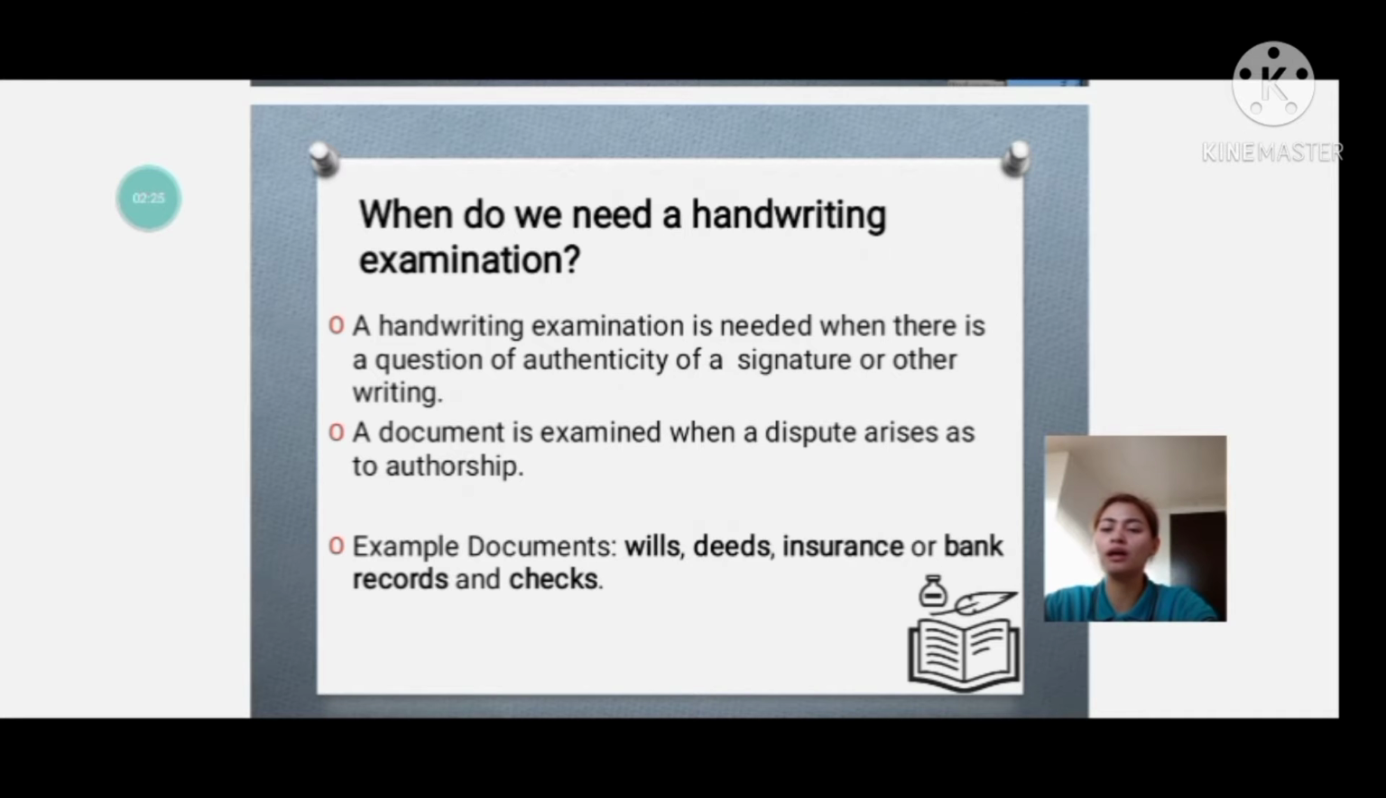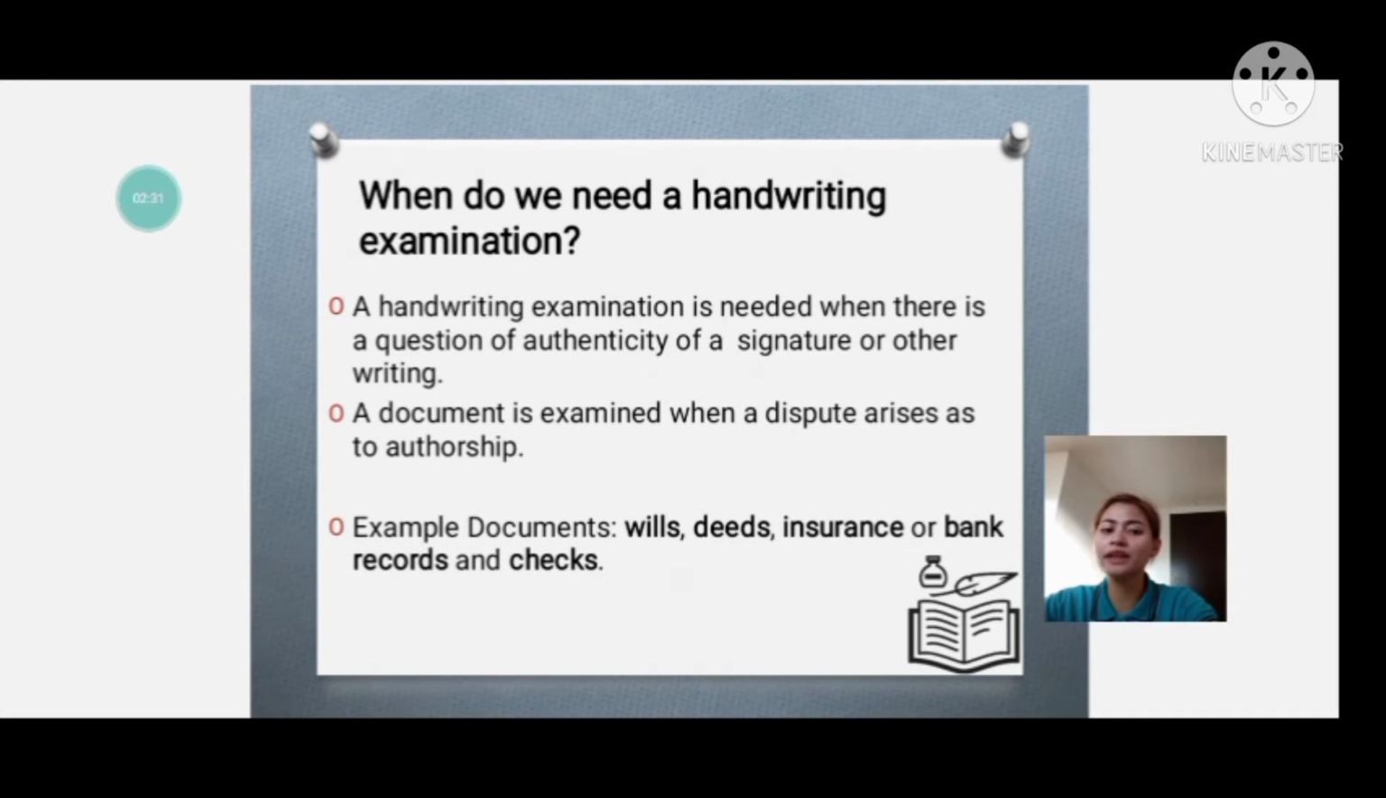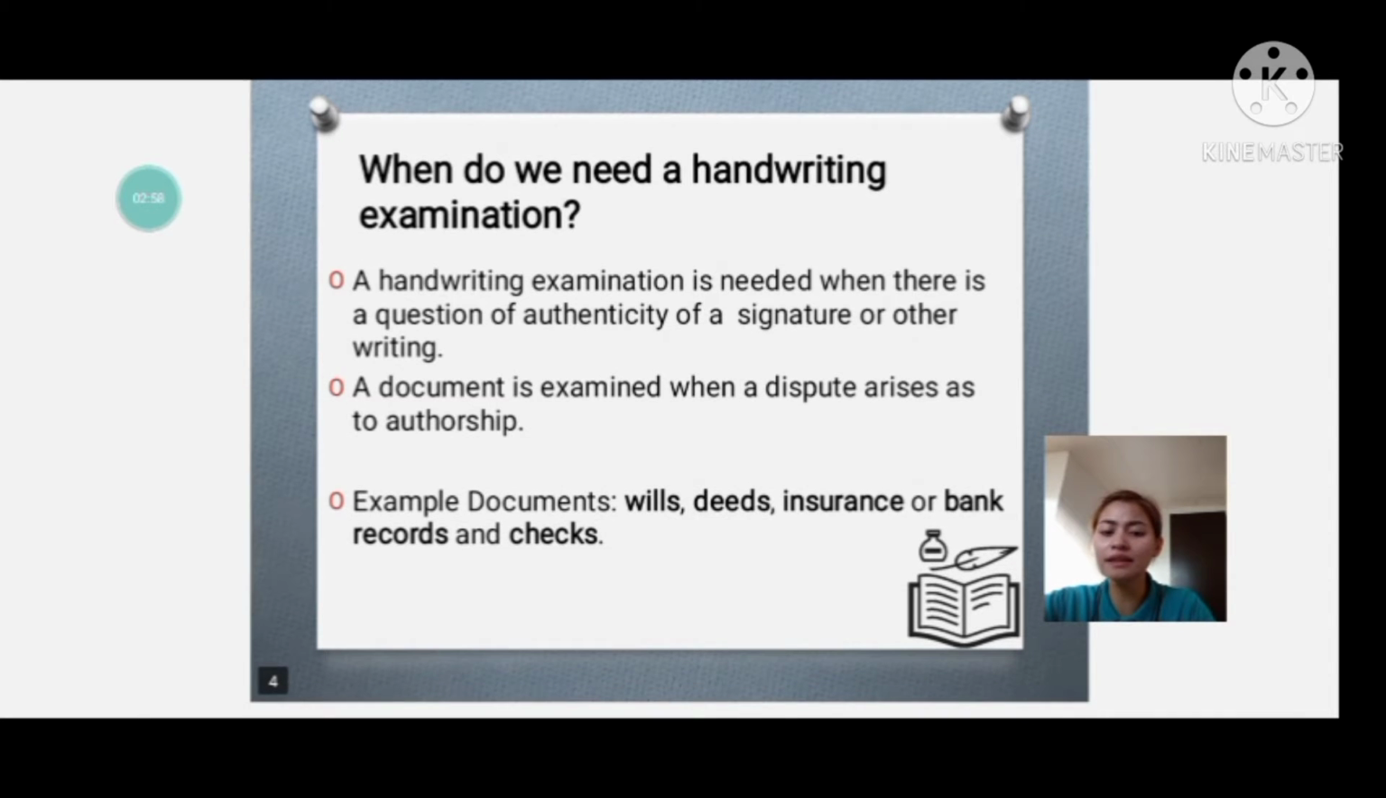For example, may isang mayaman na nagsulat or nag-iwan ng last will and testament na gusto ipa-examine ng mga anak kung totoo ba ang nakalagay sa dokumento. Dito papasok ang handwriting examination. Maaaring itanong ninyo kung paano pag printed or computerized ang isang dokumento. At titingnan naman dito kung authentic ang pirma or signature ng gumawa ng last will and testament.